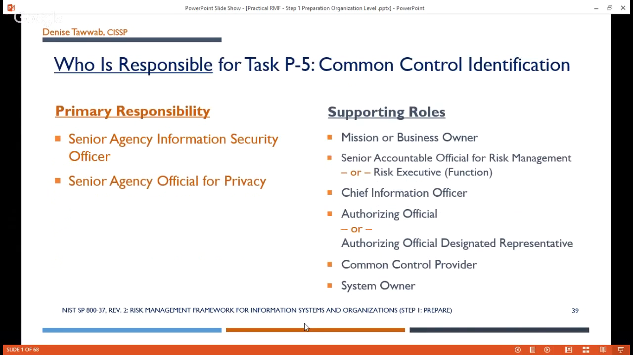The primary responsibility for identifying your common controls belongs to the Senior Agency Information Security Officer and the Senior Agency Official for Privacy. So, your Chief Security Officer and your Chief Privacy Officer. They come up with the common controls. Of course, they are collaborating with the supporting roles of the mission or business owner, the risk executive function, the Chief Information Officer, the authorizing official, common control providers, and system owners.